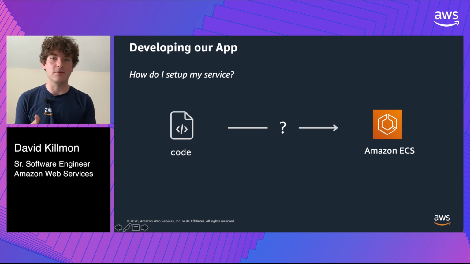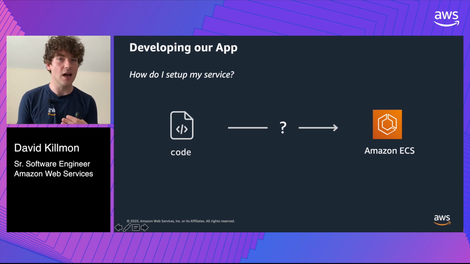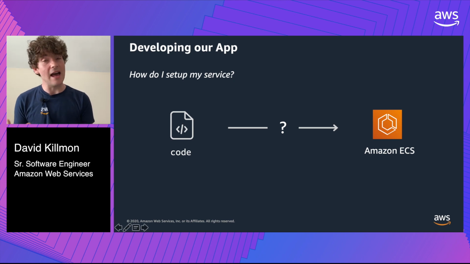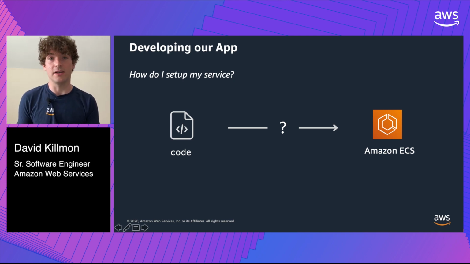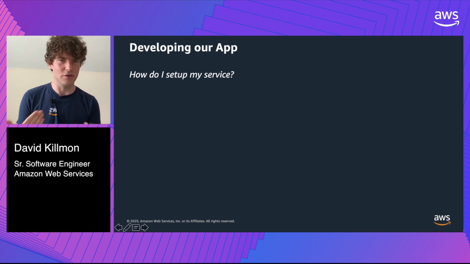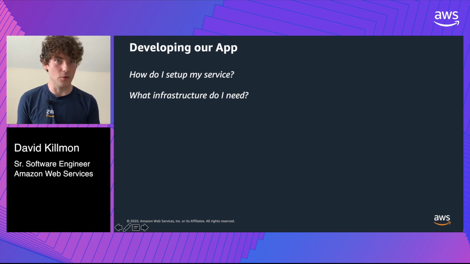We can go to the docs, we can read, we can learn, we can set things up, and maybe we'll even get everything all running on Amazon ECS. But this is not the only question that I have once I start wanting to have customers use my service, right? So how do I set up my service is one question, but there are more. What infrastructure do I need?